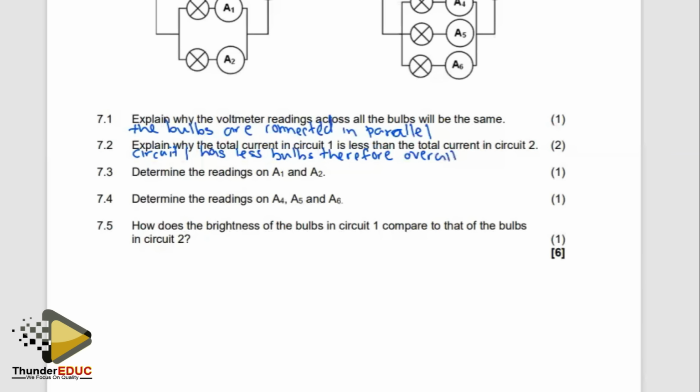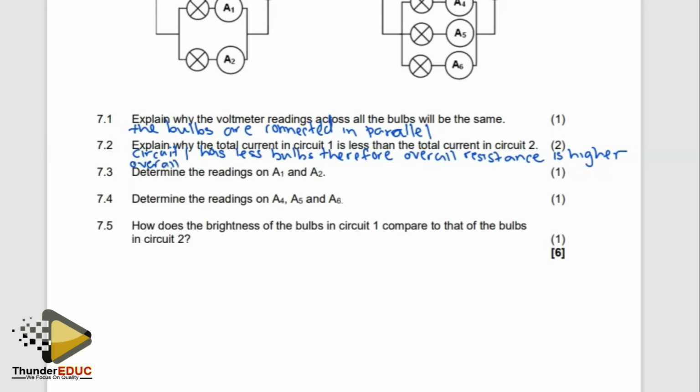Overall, that is a parallel circuit. Yeah, you need to be careful. Therefore, overall resistance is higher when we have fewer bulbs. That is on parallel circuits. So on parallel circuits, when we have fewer bulbs, the overall resistance is higher, which means overall current.